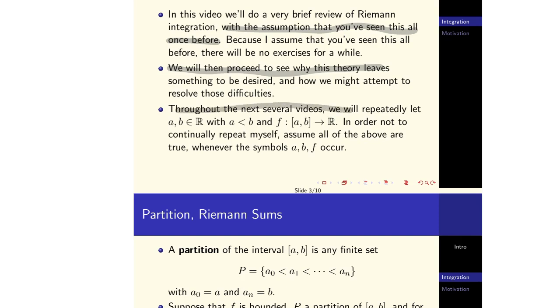Throughout the next several videos, I will repeatedly use a and b as two real numbers, a less than b, and this function f defined on the closed interval a to b, and it'll be a real valued function. In order not to continually repeat myself, we should just assume throughout the rest of certainly this video and probably some videos into the future that whenever you see a, b, and f, a and b are real numbers and f is this function defined on the closed interval from a to b.